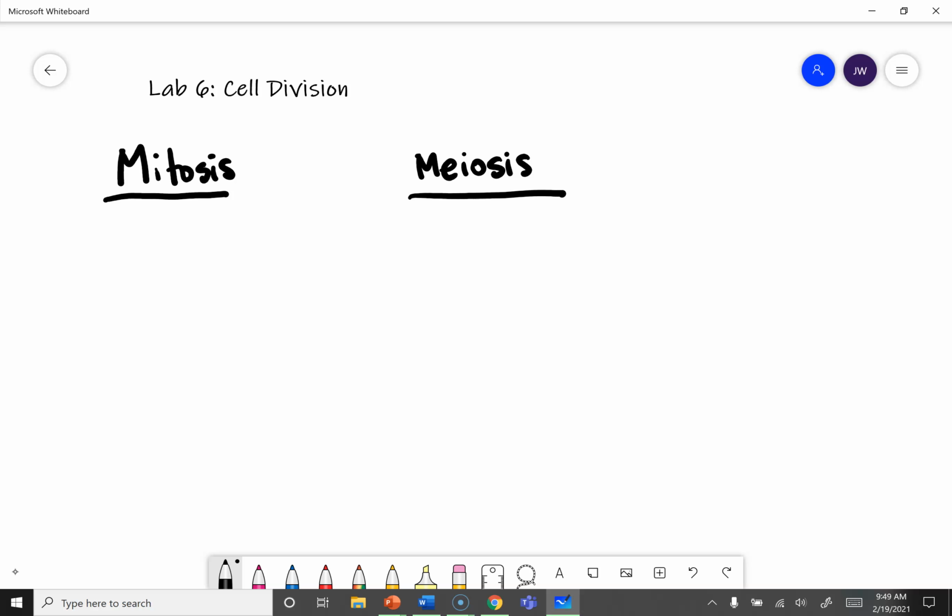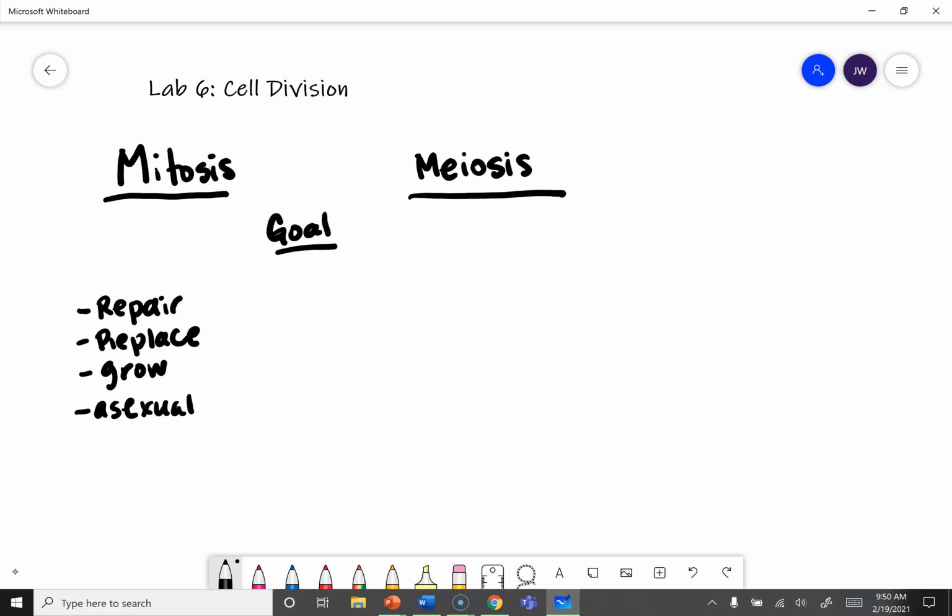So overall, the purpose of both of these is cell division. We're going to make new cells. But the goals of these processes are slightly different. So the goal of mitosis is basically repair, replace, and grow. So cell division happens through the process of mitosis to repair damage, to replace worn out cells, and for the organism itself to grow. Mitosis is essentially asexual reproduction.